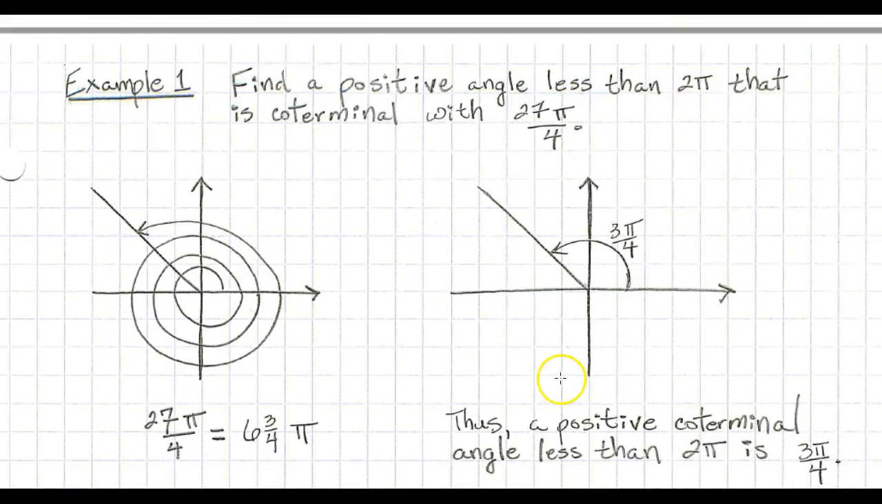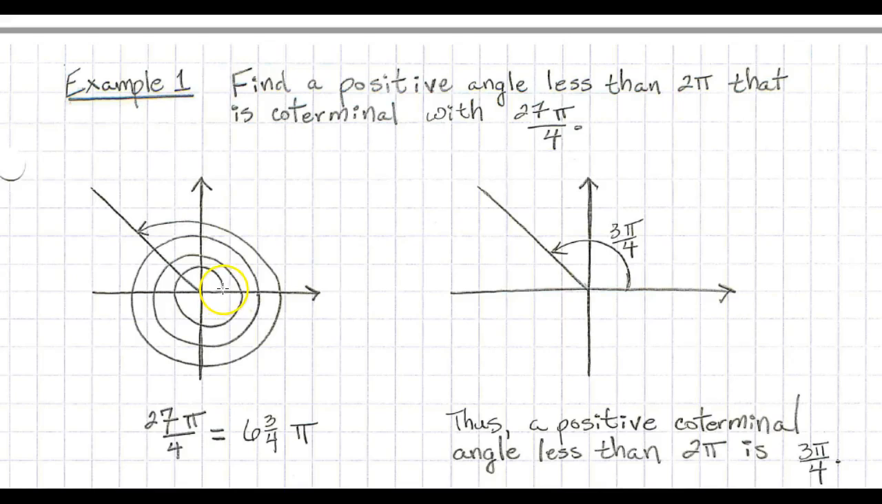So example 1, let's find a positive angle less than 2 pi that is coterminal with 27 pi over 4. Now coterminal simply means has the same ending ray, right? So we always start at the positive x-axis. What is 27 pi over 4? If I divide 4 into 27, that is 6 with 3 left over, so that is 6 and 3/4 pi.